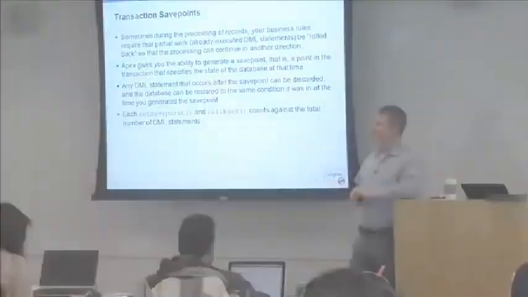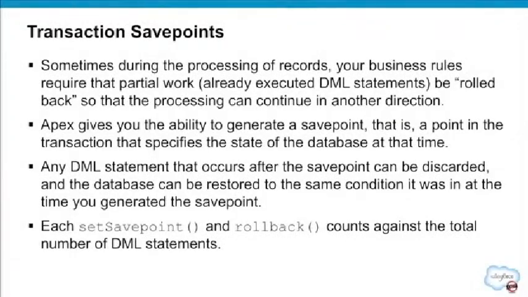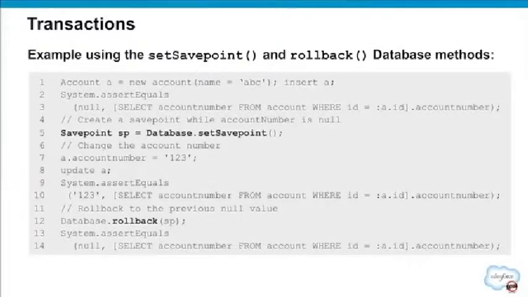Now we can control that using save points. What save points give us is the ability to identify our own transactional boundaries within our code. Let's take a look at the way that this works. There is a setSavepoint method associated with the Database class. We can set up our save point, and what we get back is a save point object itself.